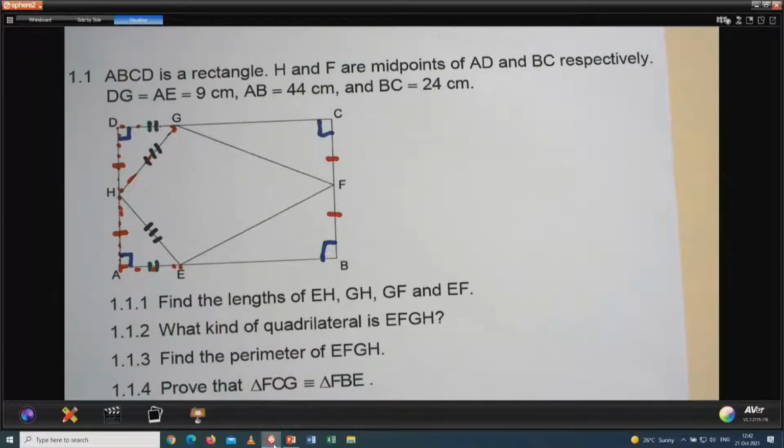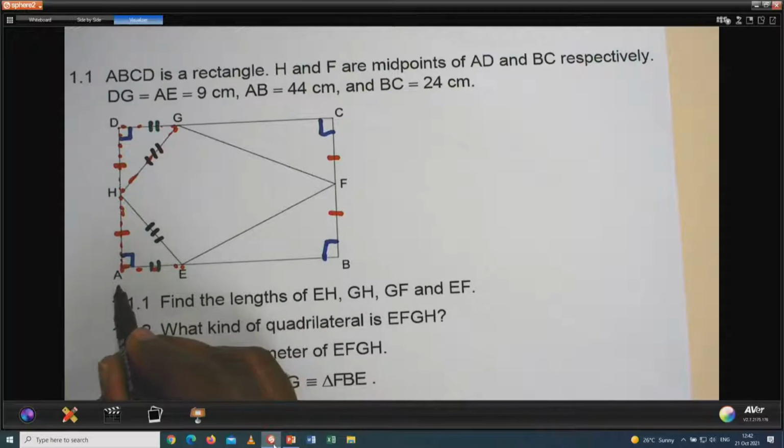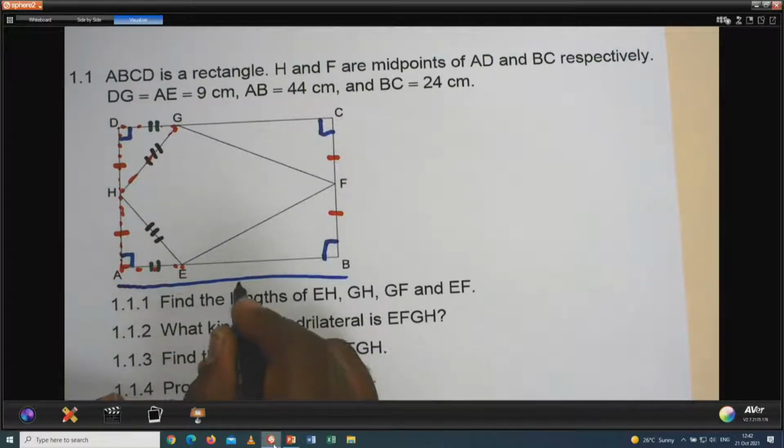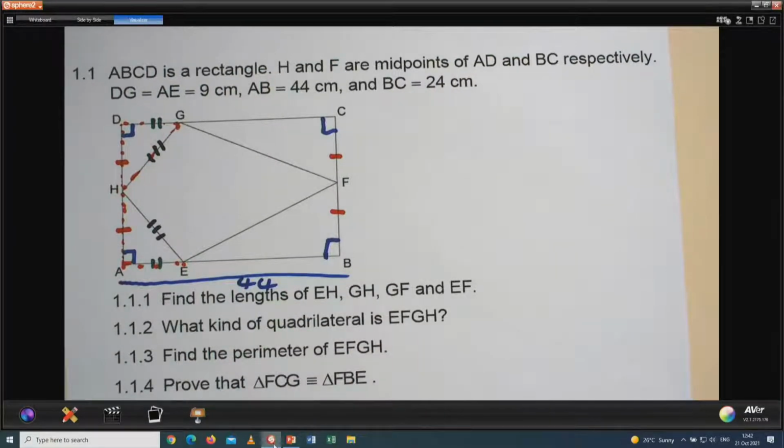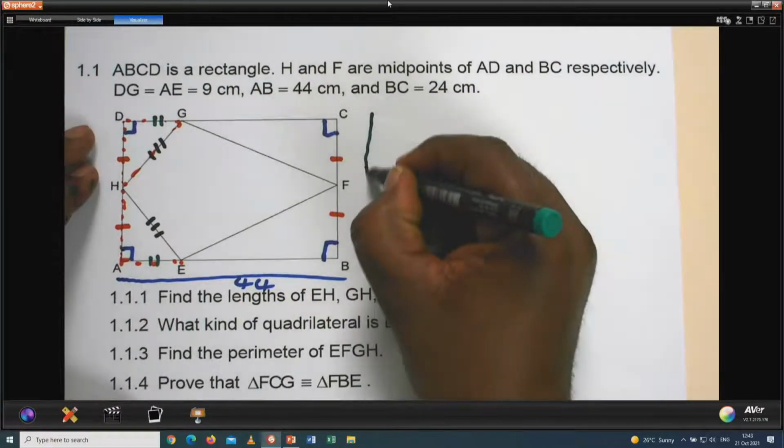What else do we know? What else are we given there? AB is 44. All of AB is 44. In English, they say, do you get a picture? If they ask you that question, they say, do you understand? So give yourself a picture. Understand what is happening in front of you. It's better you understand what you're dealing with, like your recipe. What else are we given? We are also given that BC is 24.